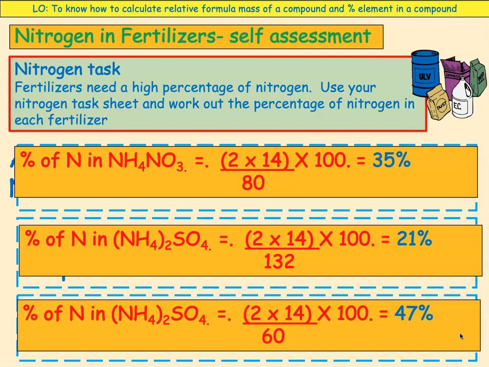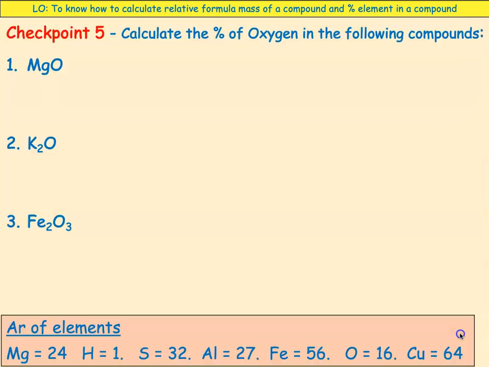So if you were a farmer, you would use the urea compound because it's got more nitrogen in and therefore the plants would grow better. Right, we're going to do two checkpoints now. First of all, with simple formula and then with more complicated formula. So pause the video again, work out the percentage of oxygen in the following compounds. So pause the video now.